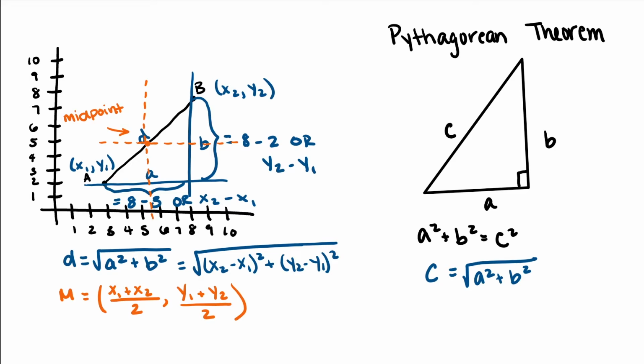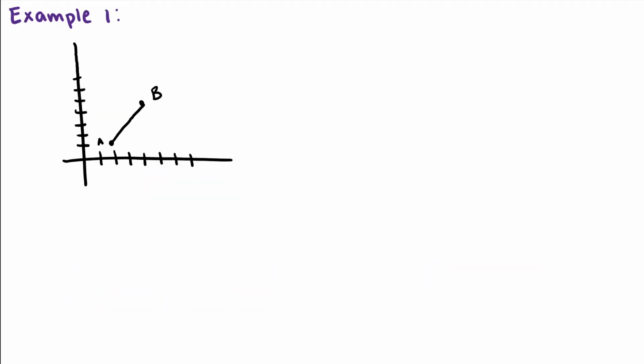Let's look at a few examples. First, let's take the example where we're given a graph with a line segment and we need to find both the distance and the midpoint. Well, based on this graph, our point A is at (2, 1), and B is at (4, 5). So 2 is x1, 1 is y1, and 4 is x2, and 5 is y2.